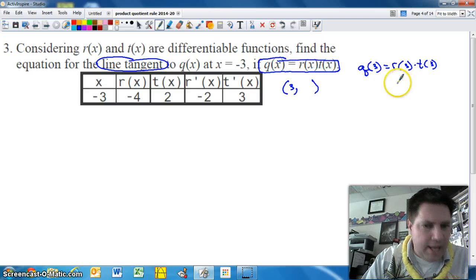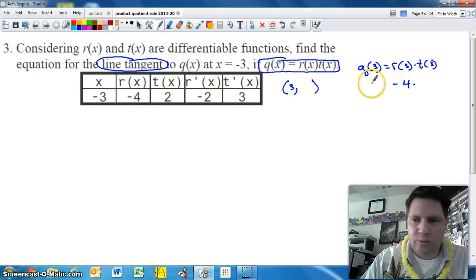And R of 3 is negative 4. T of 3 is 2. So it looks like, if I did my math correctly, Q of 3 is equal to negative 8.